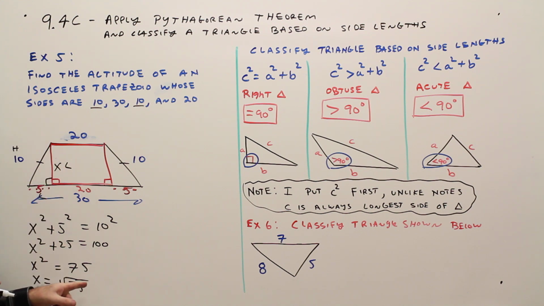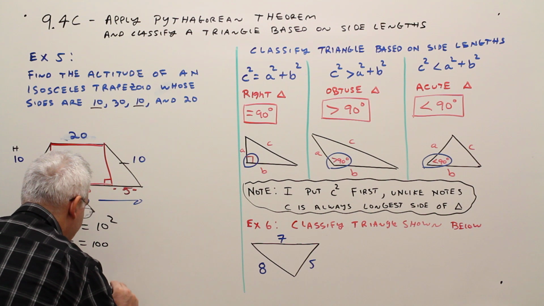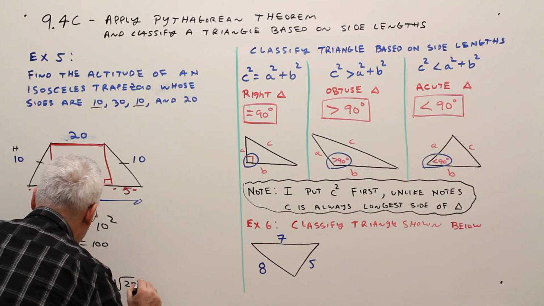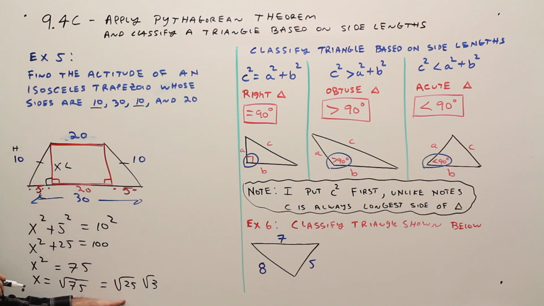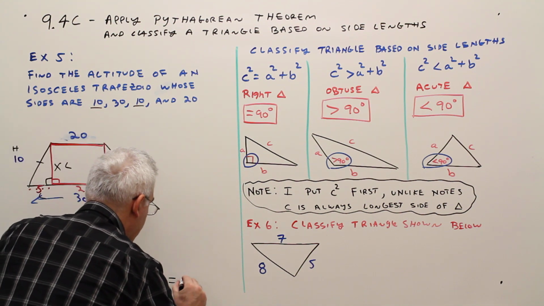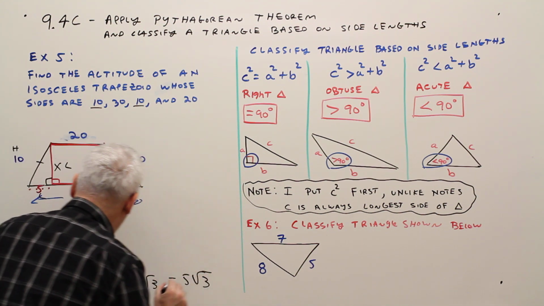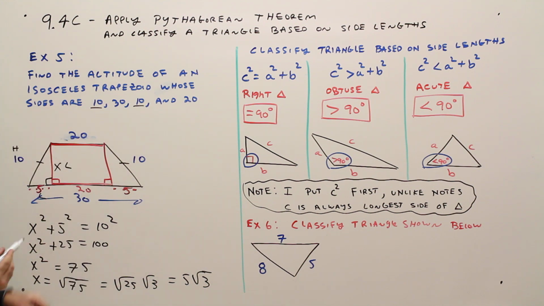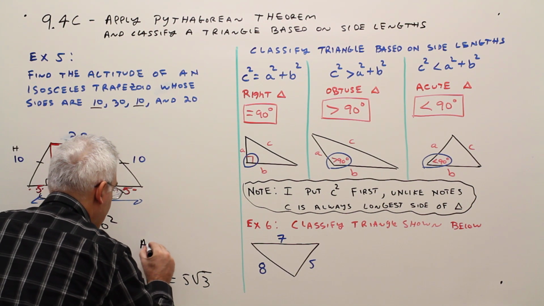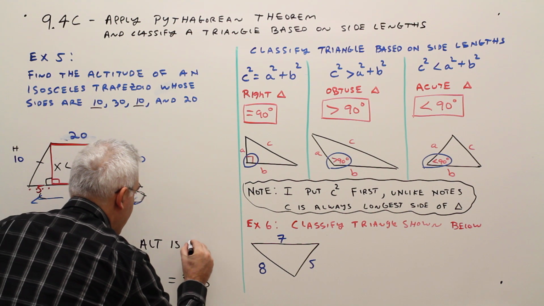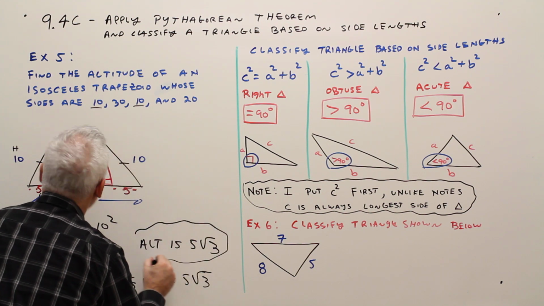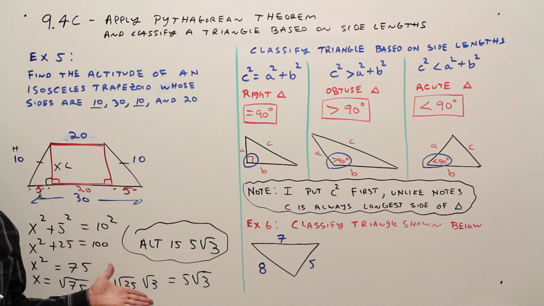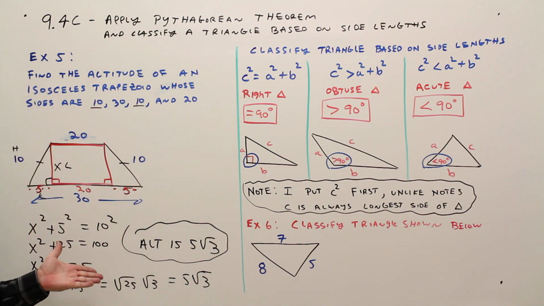And then you always want to simplify that. So that's the same as the square root of 25 times the square root of 3. And the square root of 25 is just 5. So equals 5 radical 3. And they wanted the altitude, so I'll just write in words. The altitude is 5 square root of 3. And they did not give me any units. Okay, again, a classic problem.